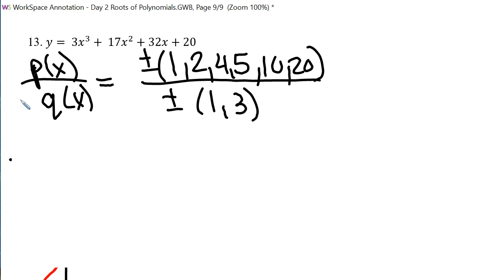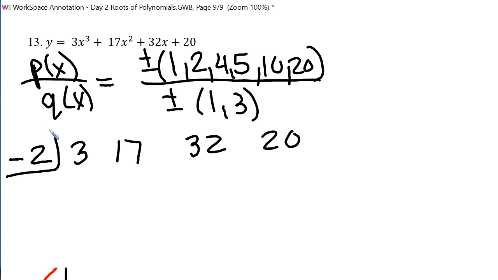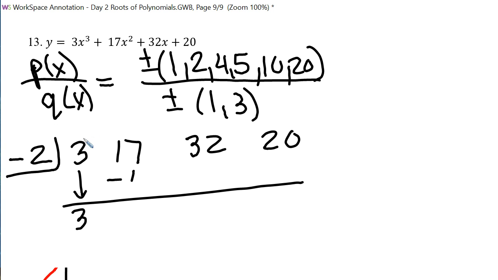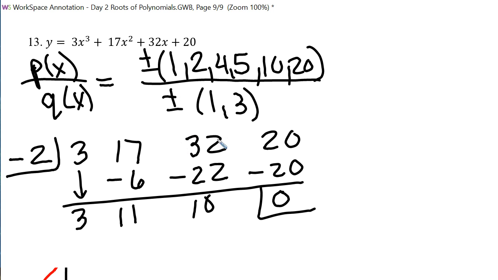-2? Let's try -2. If I put the coefficients, this would be 3, 17, 32, and 20. Drop down the 3. What is -2 times 3? -6, so 17 minus 6 is 11. -2 times 11 is -22, so 32 minus 22 is 10. -2 times 10 is -20, and 20 minus 20 is 0. So -2 is going to be one of the factors.